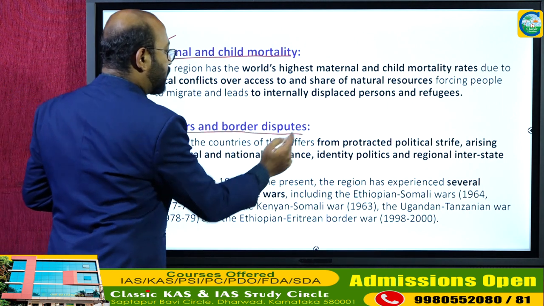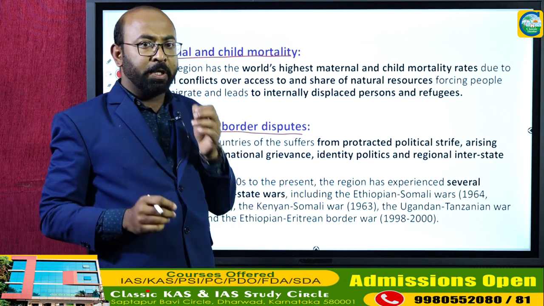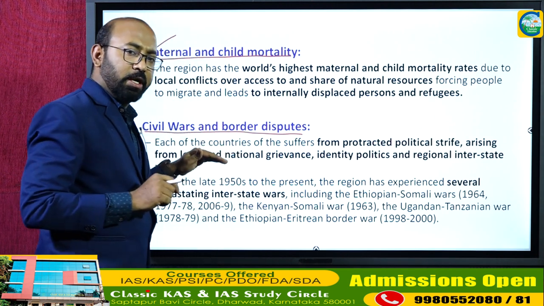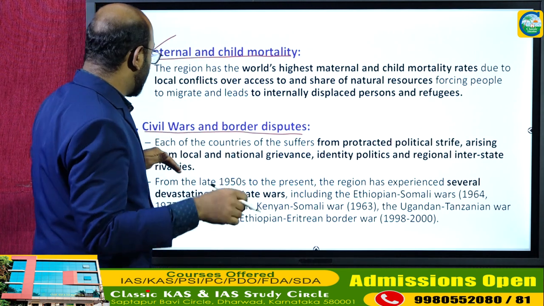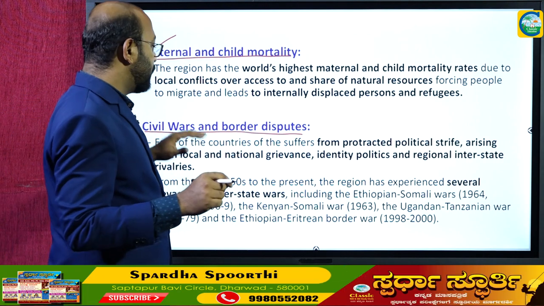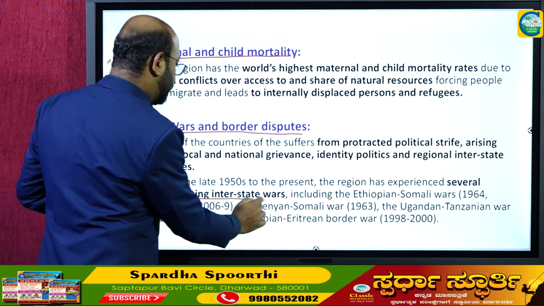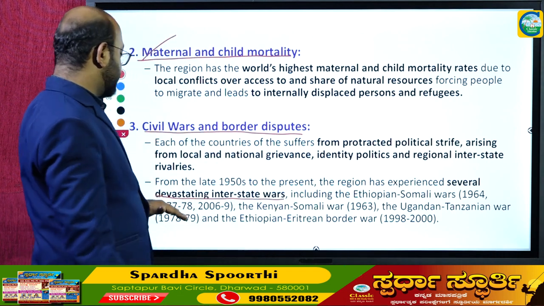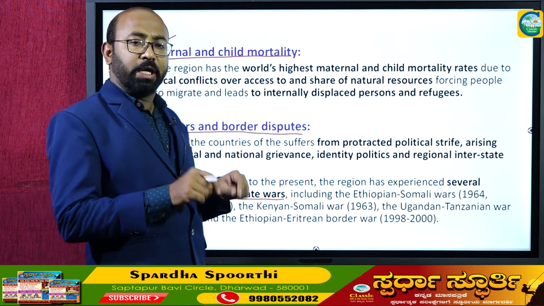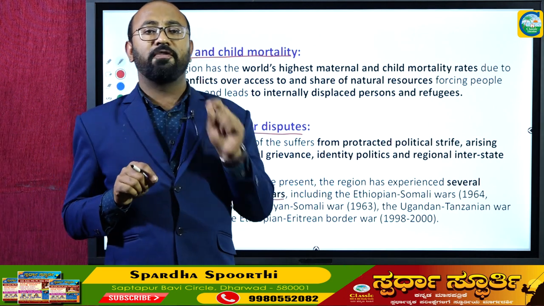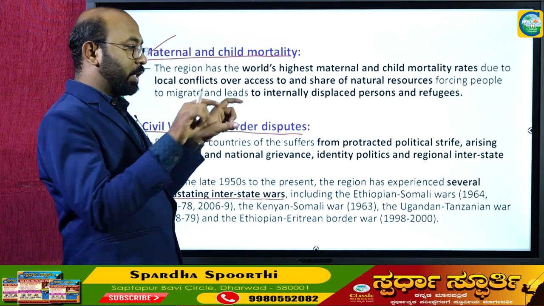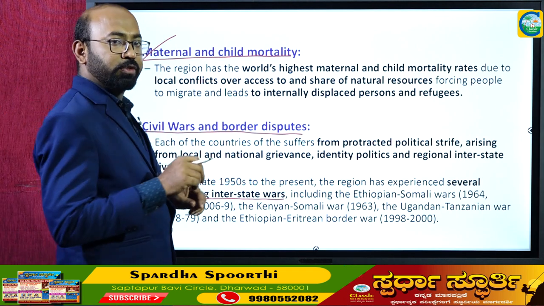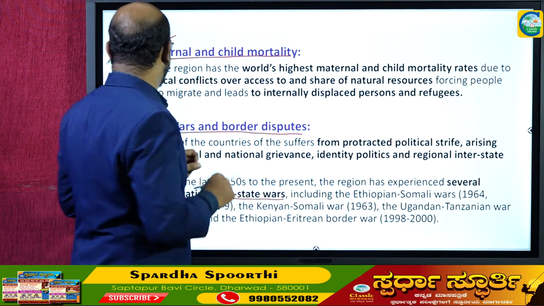Then, yes, civil wars and border disputes. This area will always be in the news because of the unsettled borders. The borders are not properly settled. Because of that, there are political conflicts as well as military conflicts also. So they have faced devastating interstate wars during 1964, 1977, 2006, and still till today there are issues. There are conflicts going on between Ethiopia and other countries in the region, like Eritrea and Ethiopia. Okay, even in 2022, these countries are fighting over unsettled borders.